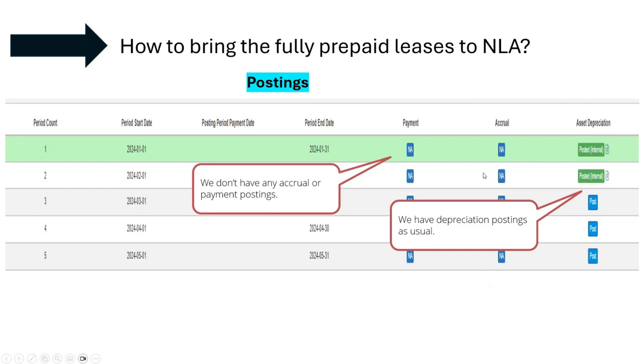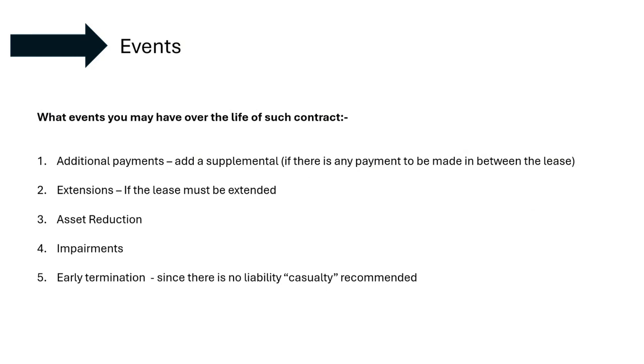And even with these kinds of leases, where we pretty much manage only the asset, we do have the option to modify it. We can add a supplement if there is any extra payment to be made between the leases, and the leases can be extended. The asset value can be reduced, impairment, and also the early termination. Since we don't have liability, we will have to use the asset casualty instead of termination.